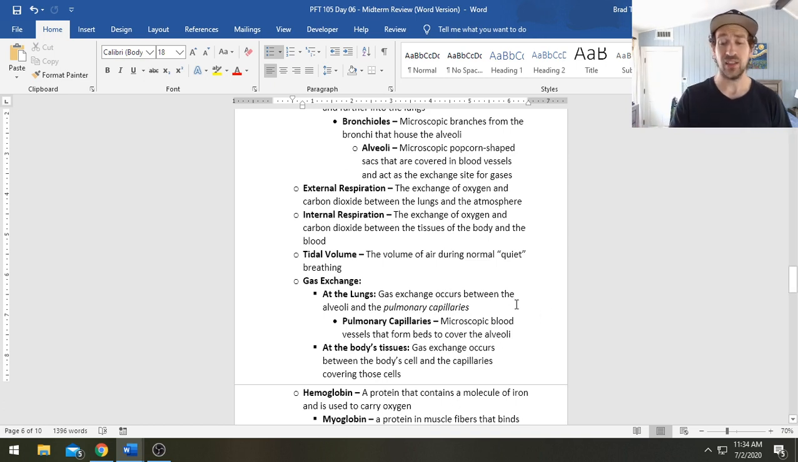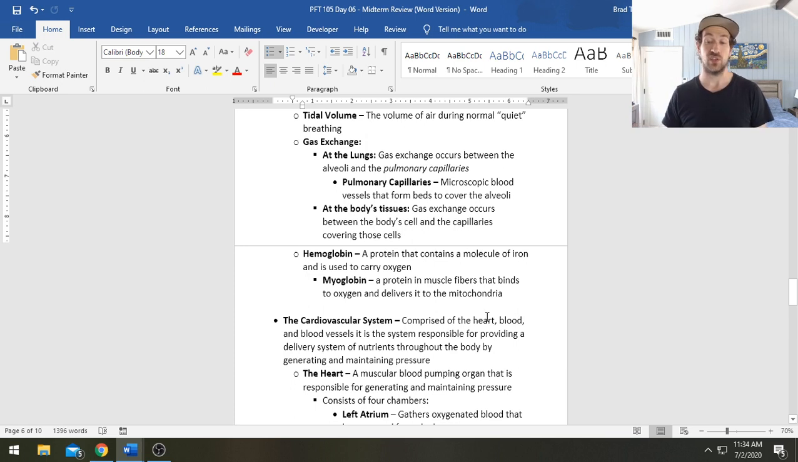So like we already talked about, there's a lot of gas exchange that's occurring. And that's all happening between your alveoli and your actual environment there, which are your blood vessels, right? And that is your pulmonary capillaries.